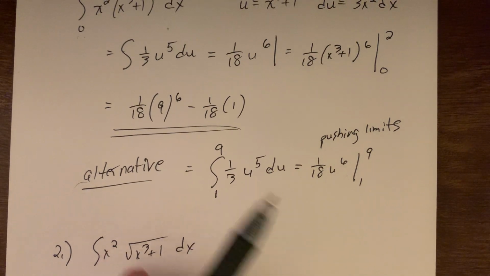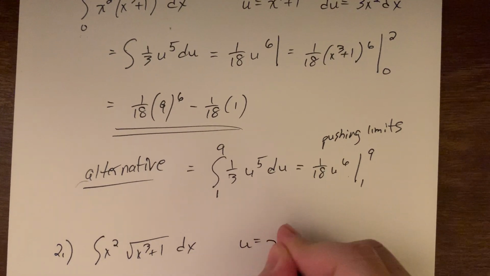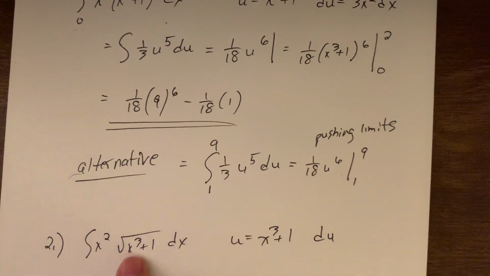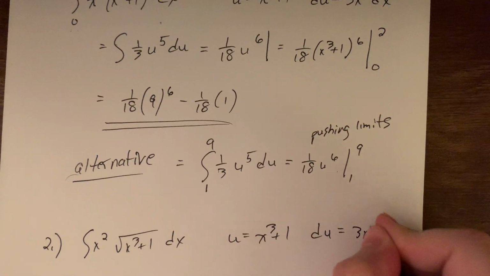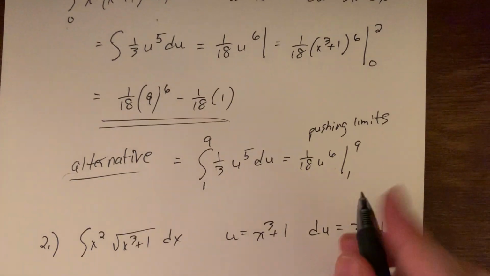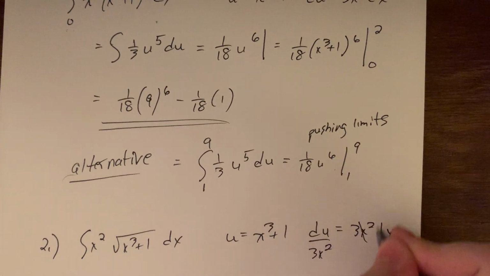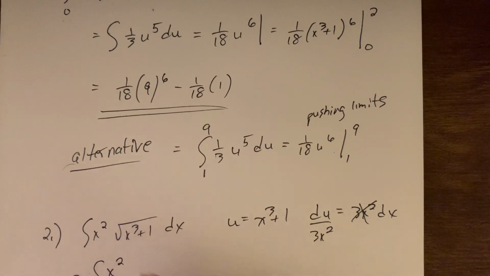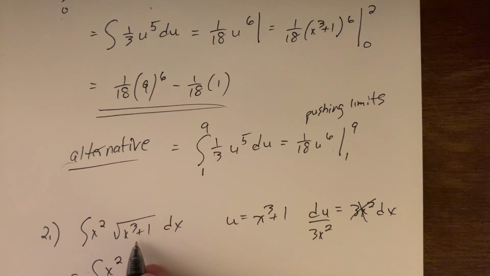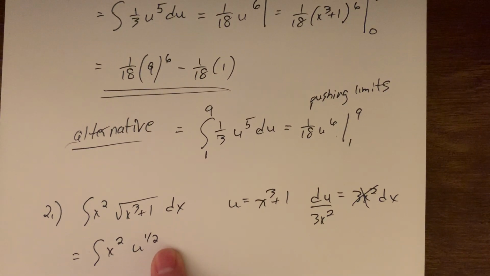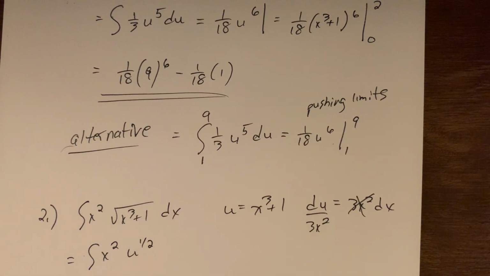Multiplication, inner, outer, I'd still pick the exact same u. I'd still take the derivative. I'd get the same du. I'd solve this for dx. I'd substitute that in. Just one little thing, the square root of u, I'm still going to have to rewrite that as an exponent. I could leave it as the square root of u, but in a moment I'm going to have to do that anyway.